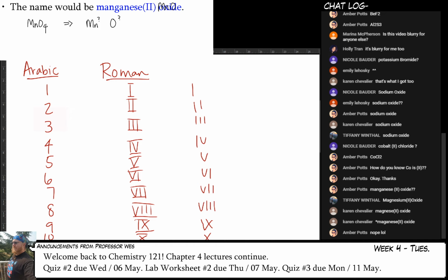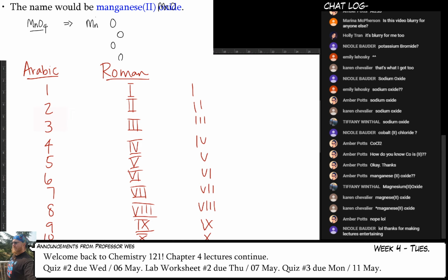Now, this is actually a little bit trickier to do, and so what we have to do is first we got to write out all the pieces. So I have 4 oxygen atoms that are in their ionic form in this ionic compound.